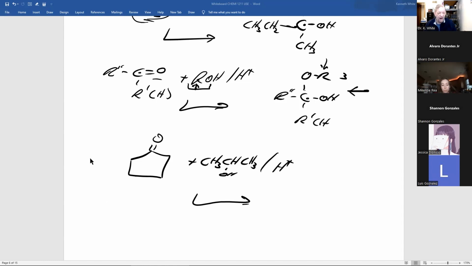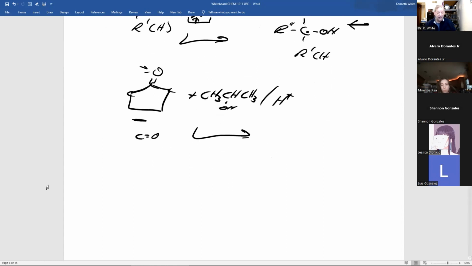All right, I think everybody's done, so let's do it. Now, if we look at the first compound right here, what's there? Ooh, oxygen, double bond to carbon, carbonyl. It's got carbons here, here. This is a cyclic ketone.